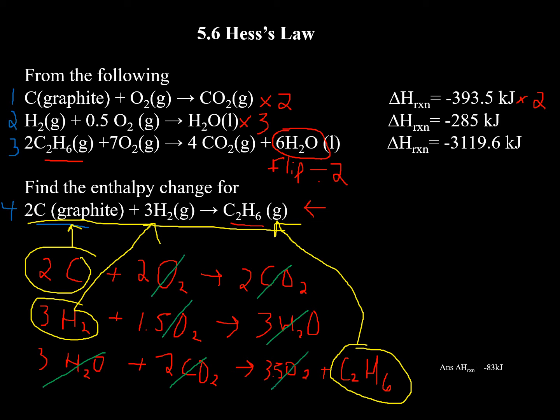So again, that's not the final step. We multiplied equation 2 by 3. What did we do to line 3? We flipped and we divided by 2. So when we do that to all the delta H's, we add up all 3 of the delta H's, we get negative 83 kilojoules.